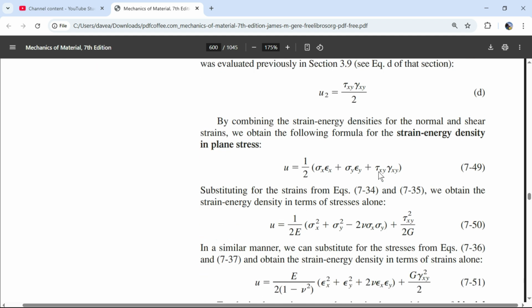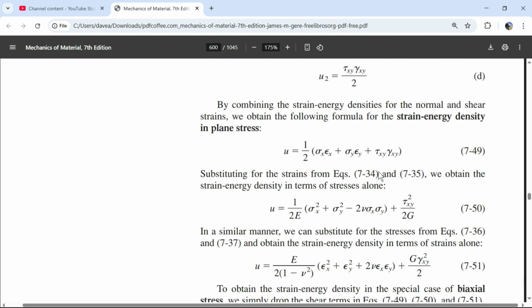It says, by combining the strain energy densities for the normal and shear strains, we obtain the following formula for strain energy density in plane stress. Cool, we combined those two and we got the strain energy density. And this is again for plane stress, when we're given sigma x, sigma y, and then shear, tau xy.